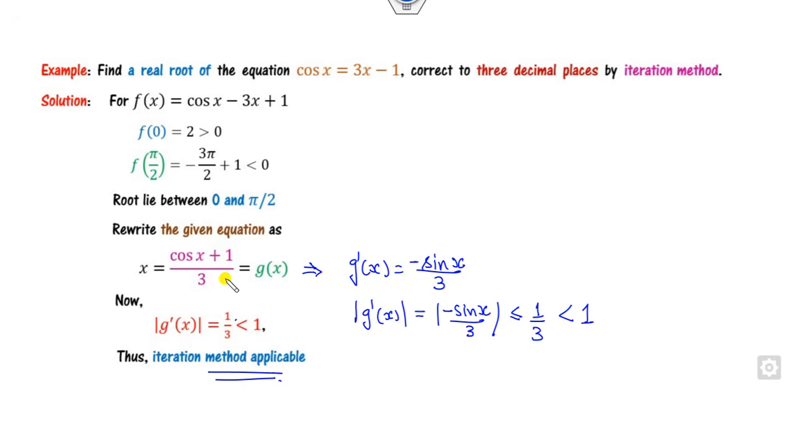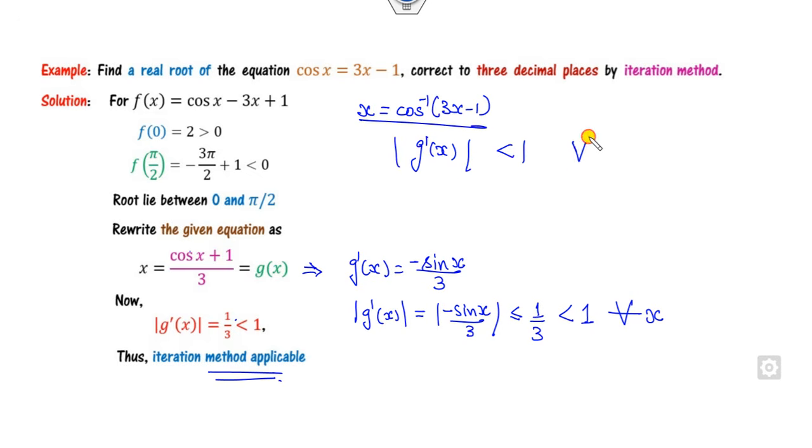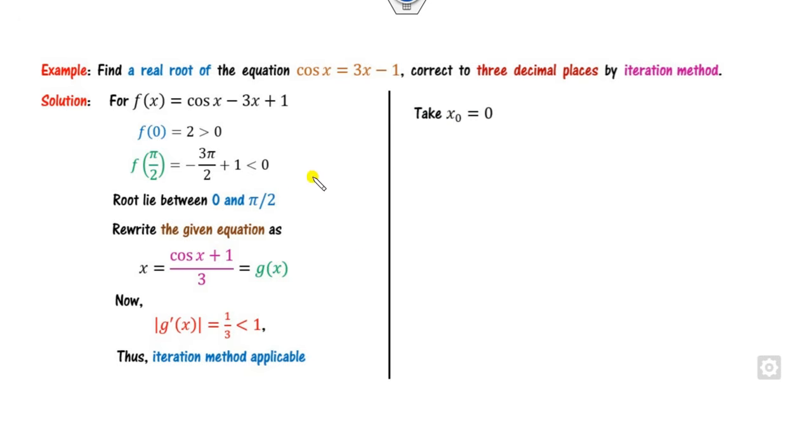If, for example, this is not less than 1 for all x, fine, then you can find the value of x from cos inverse of 3x minus 1, and then you can check about g dash, whether it is less than 1 for all x. Remember the word is for all, this is for all. Then you can choose any value in between them. I can choose 0. Then we can find the value of x1.